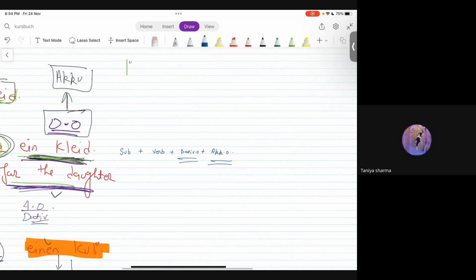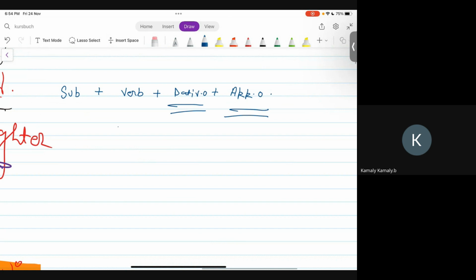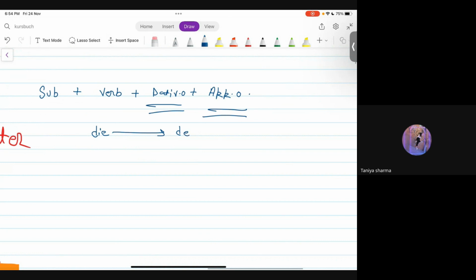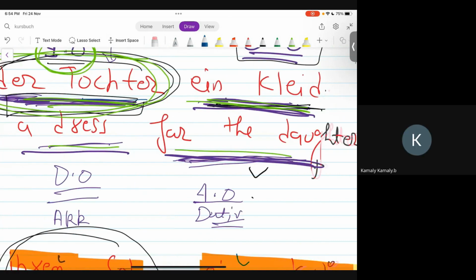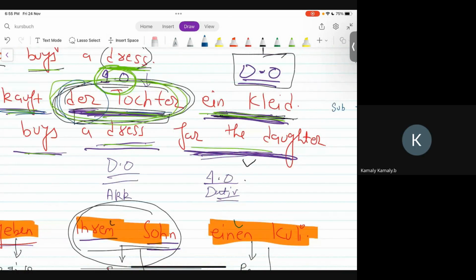The article is das. In dative case, the article will change in dem. That's why we are using dem here, and ein. The article is das in accusative. This is accusative. We will use ein for accusative. So that's why we are using ein.